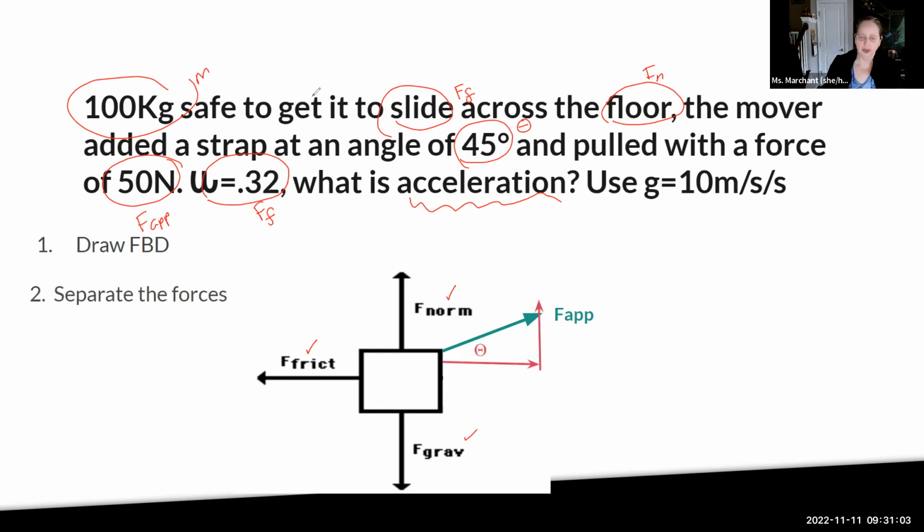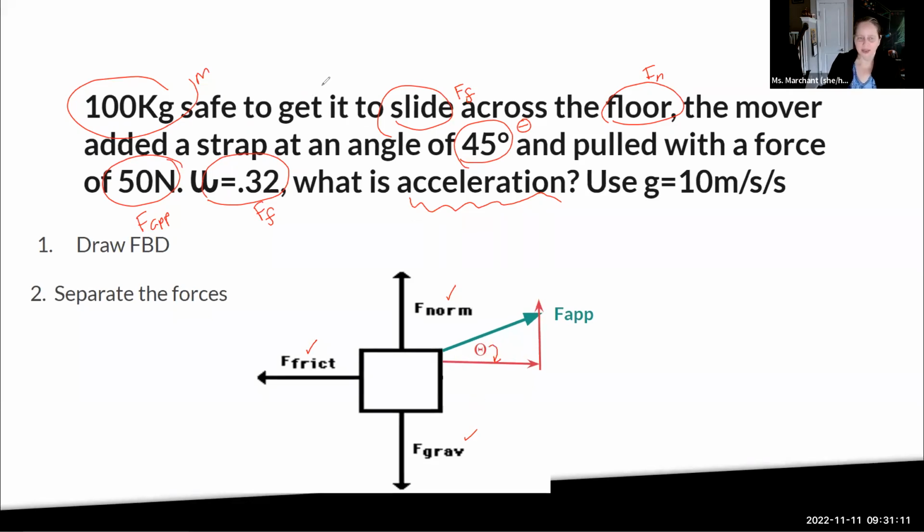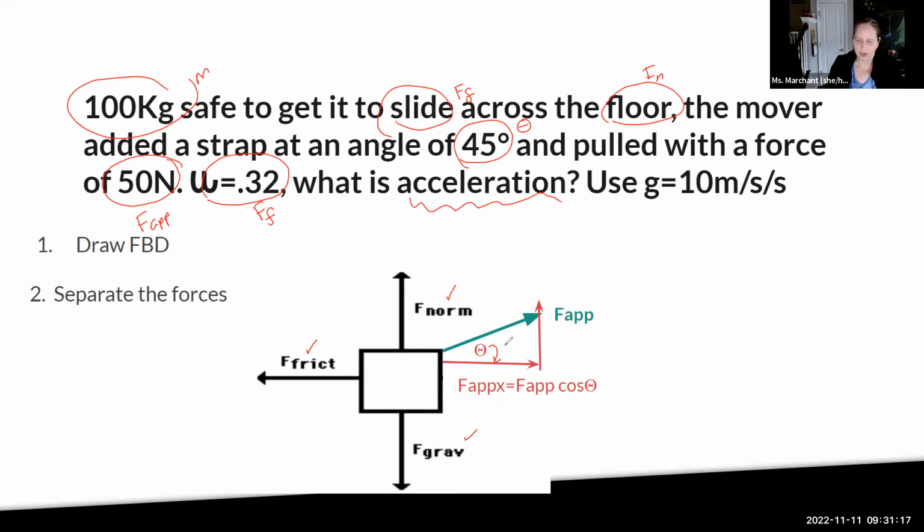Separate the forces. So that force applied needs to have its X and Y component. Where this theta is, that means the X direction is closest or adjacent. It's going to be our cosine. And the other part of the triangle is going to be our sine because it is far away.